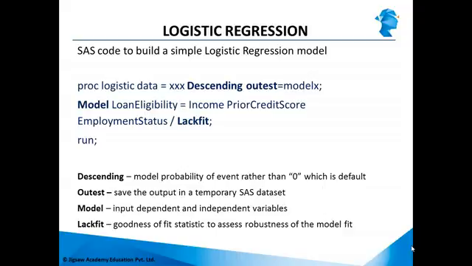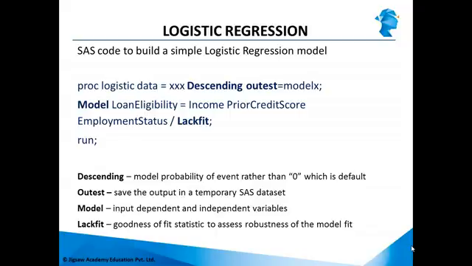The model statement typically follows y equals to x1, x2, x3, where y is your dependent variable, x1, x2, x3, etc. are your independent variables. So we have the same setup here. Proc logistic data equals to dataset, model, loan eligibility, which is my dependent variable, is a function of income, prior credit score, and employment status. So here we have three different independent variables. So that is the minimum requirement for a logistic procedure. The others are options, which I'm just going to cover now.